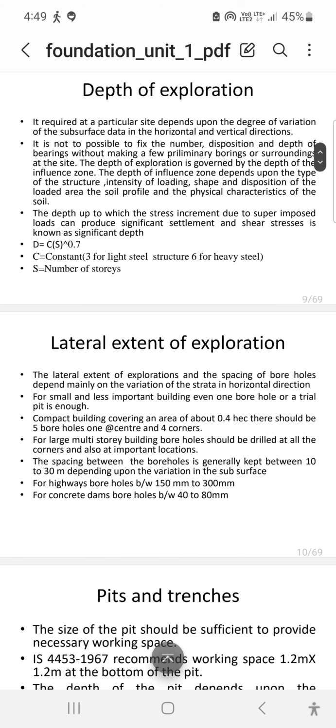Then we look at the lateral extent of exploration. The lateral extent of exploration and spacing of boreholes mainly depend on the variation of soil strata in the horizontal direction. For an important building, one borehole, or a trial pit, may be enough, maybe for residential or other buildings. For a compact building covering an area of 0.4 hectare, there should be five boreholes, one at the center and four at the corners. For a complex building or any other compact building, we use five boreholes.